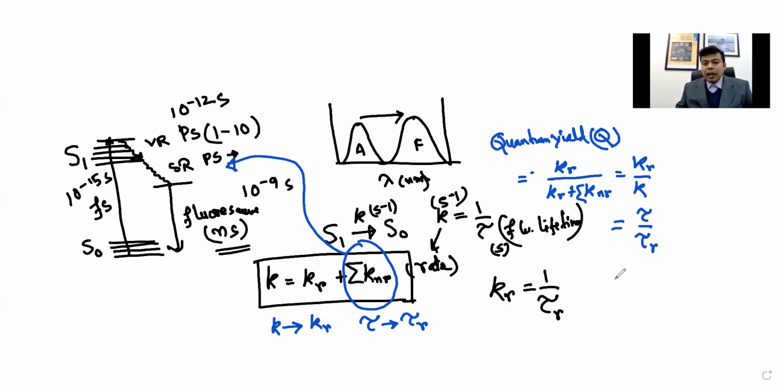Let's say the theoretical lifetime of a probe is 10 nanoseconds, and you see the observed lifetime is 3 nanoseconds. Then quantum yield is going to be 0.3, because it is decaying faster than it is supposed to, because of the additional knr, which is bringing the lifetime down to 3 nanoseconds. So it is much shorter lived compared to the lifetime which one would observe, let's say, in vacuum.